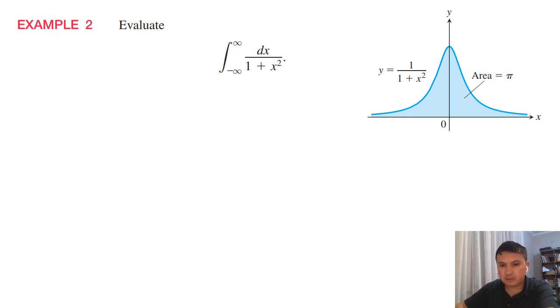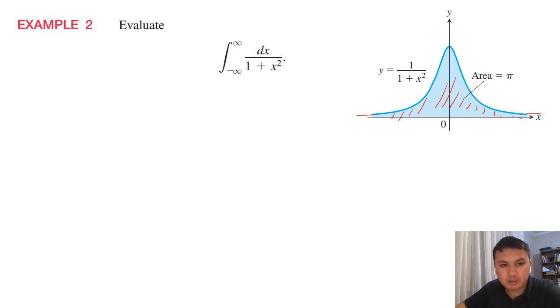Let's evaluate 1 over 1 plus x squared from minus infinity to infinity. So in other words, I'm trying to find this blue area or shaded region, right? As you can see again, this 1 over 1 plus x squared is never 0, so it's never going to intersect the x-axis, but it will approach very close to the x-axis, right? Okay, so what do we do?